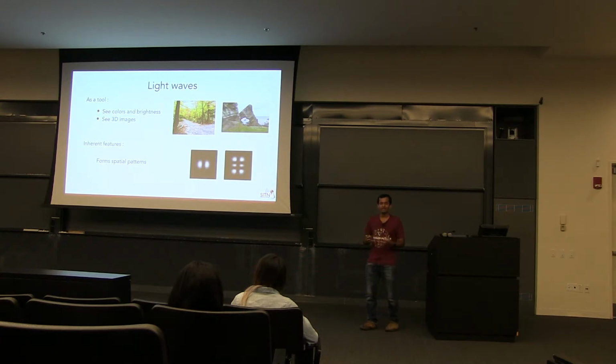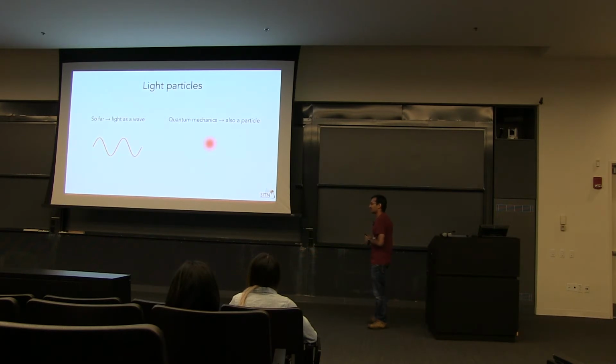So tying all this together, light as waves is wonderful as a tool to see things around us, pictures, objects, and sceneries, but through this interference pattern, it can also result in these geometrical shapes forming in special scenarios.